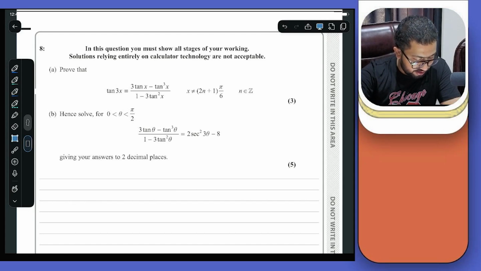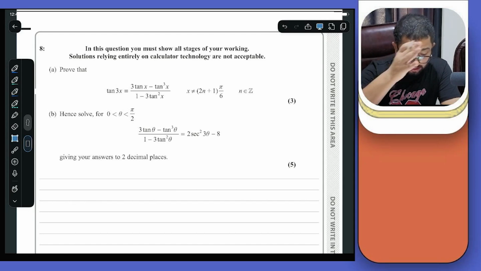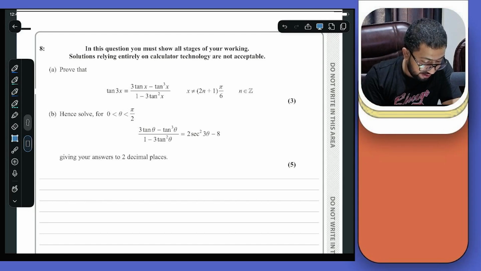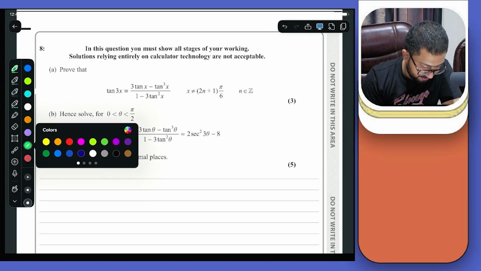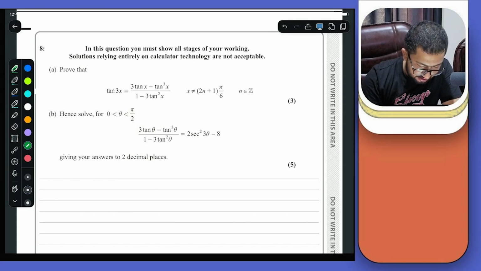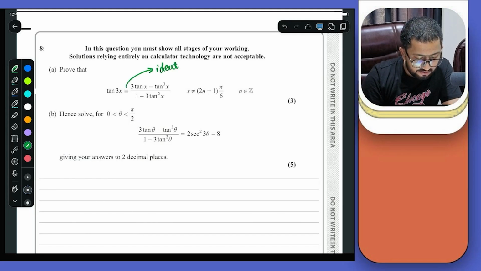All right, so question number A, prove that tan 3x. I want to prove this. Everyone knows what type of question this is in trigonometry, the type where you will see the identity symbol. This is our type 3 of trigonometry.